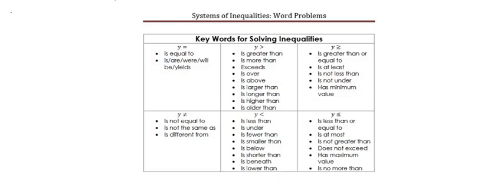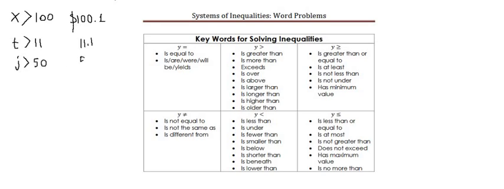For example, my money is greater than $100. Can I have $100? No, because $100 is not inclusive. So the minimum money I can have is $100 1 cent. Or if I say the tree is longer than 11 feet, what's the minimum height of the tree? 11.1 feet, right? Or if I say Mr. John is older than 50 years old, then what can be his minimum age? 51.